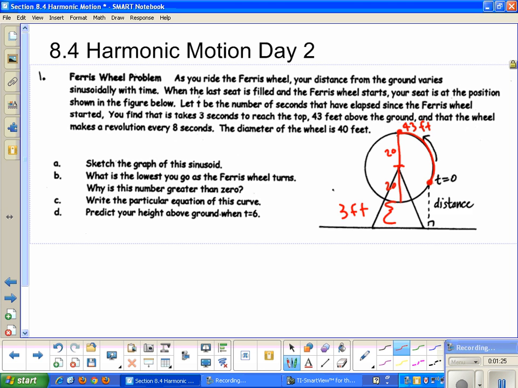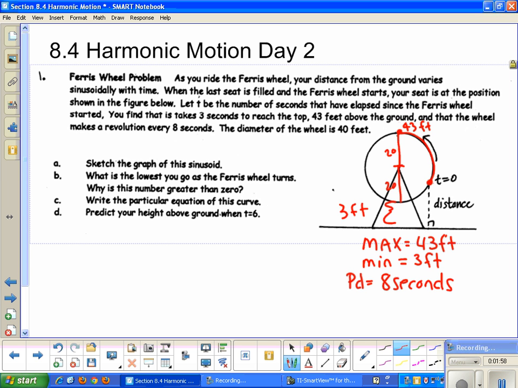So some things that we do know, I'm going to write down. We know that the maximum is equal to 43. The minimum, we said, was equal to 3 because we're 3 feet above ground, and we're trying to sketch a graph for this. The next thing I know is that it makes one revolution, so once around is 8 seconds. That would be the period. We can also figure out the b value from my equation, but we'll do that a little bit later.